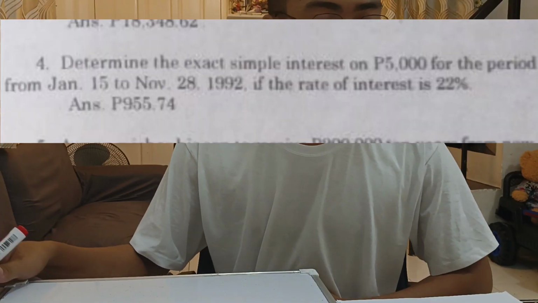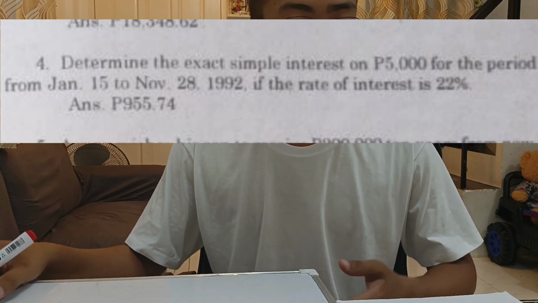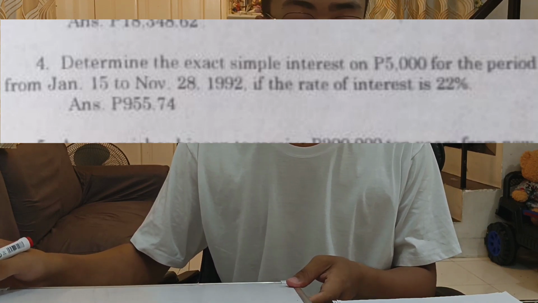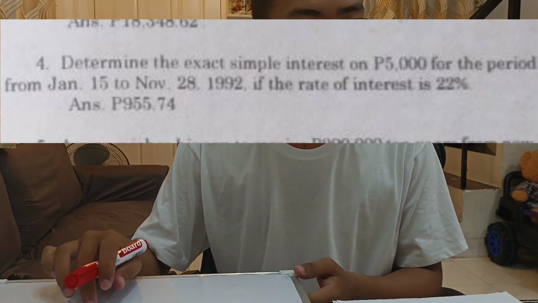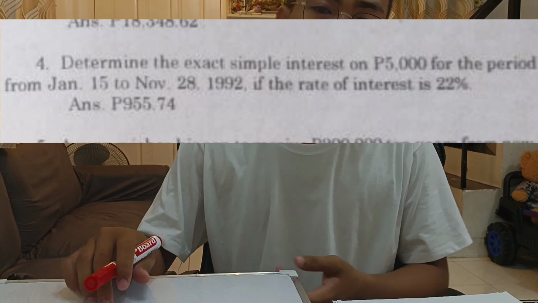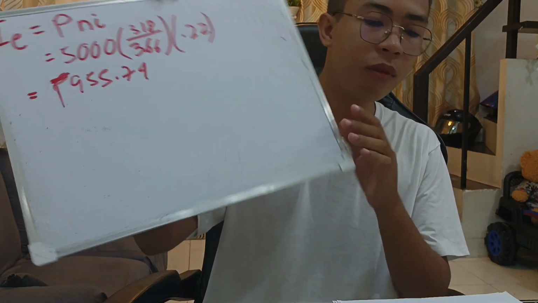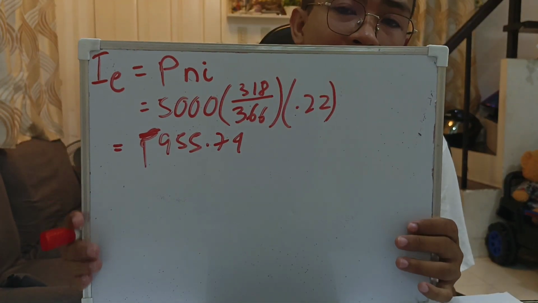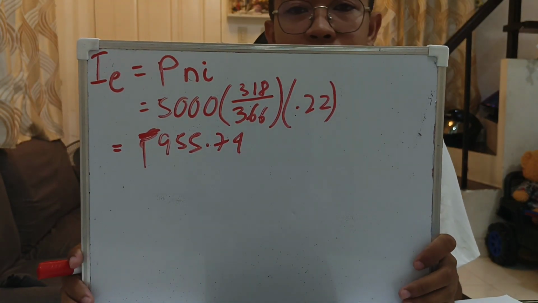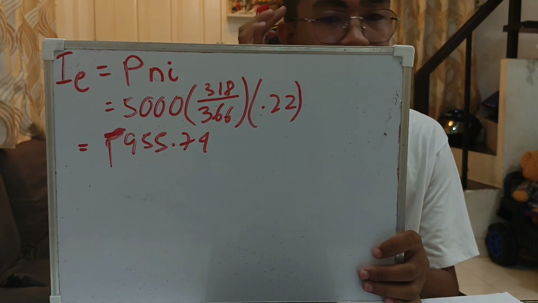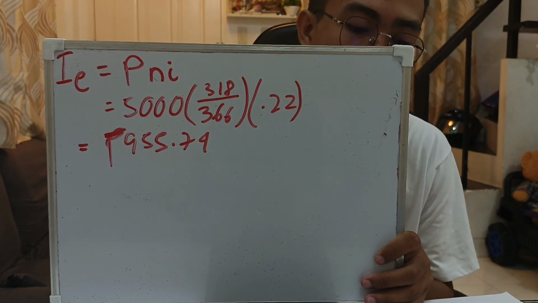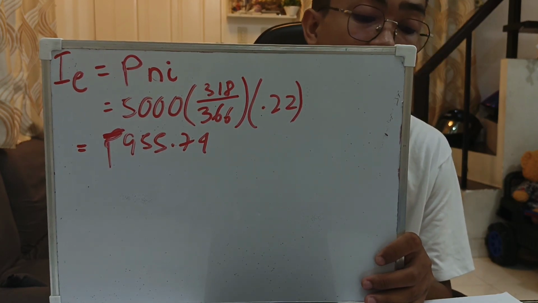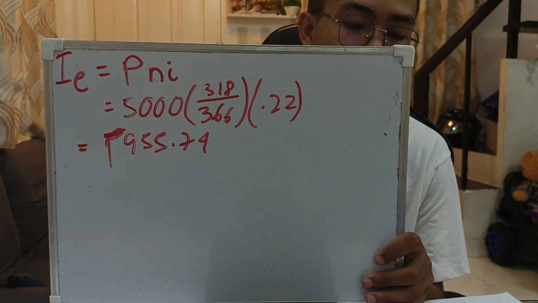Number four: determine the exact simple interest on 5,000 for the period from January 15 to November 28, 1992, if the rate of interest is 22%. We will be using the exact simple interest formula, which is P times I times N. Our P, or principal, is 5,000 pesos based on the given, and our N is from January 15 to November 28, 1992.